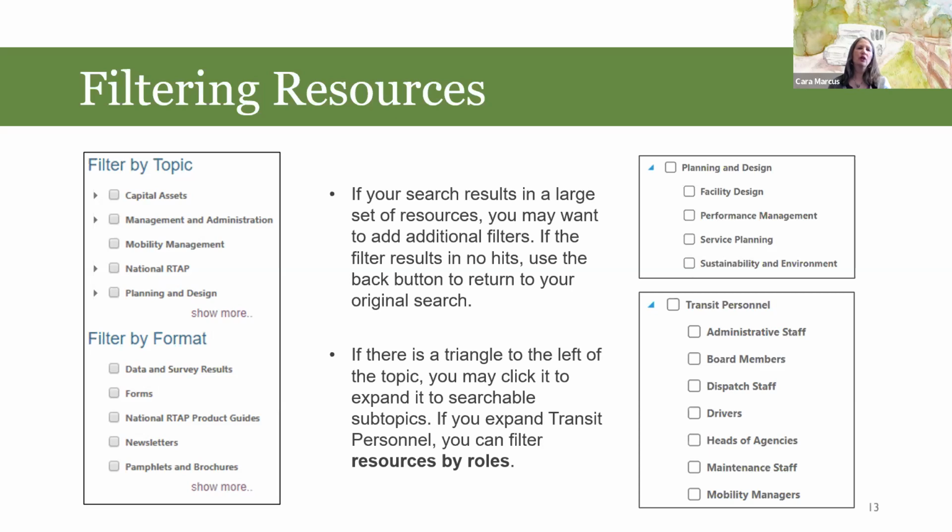You can filter by format as well. So up on the right, it shows subtopics. And something we've done, which is really new to libraries, we've done resources by roles. So if you're only looking for resources that will be applicable to dispatch staff or drivers or maintenance staff, you can filter by the roles under transit personnel. In our catalog, we also have a key to the different National RTAP resources by roles.